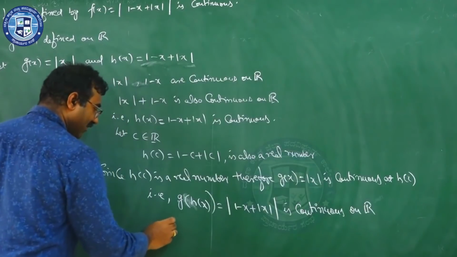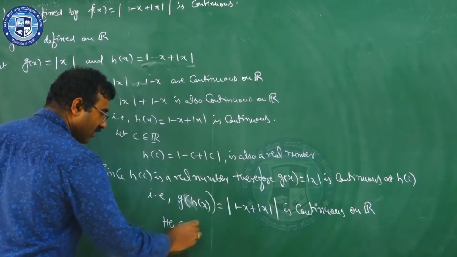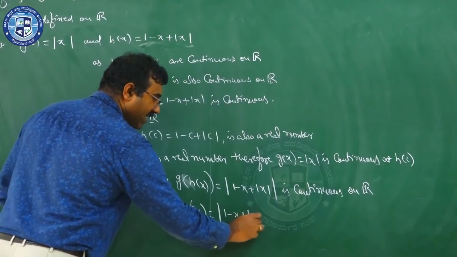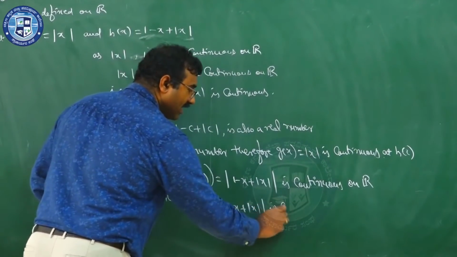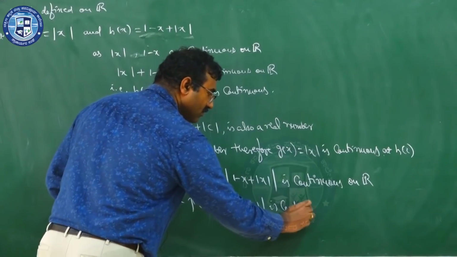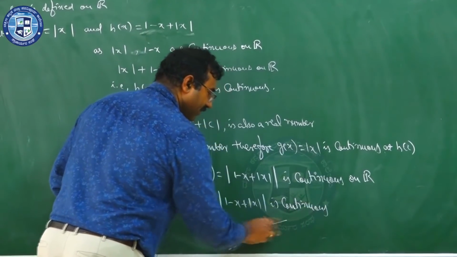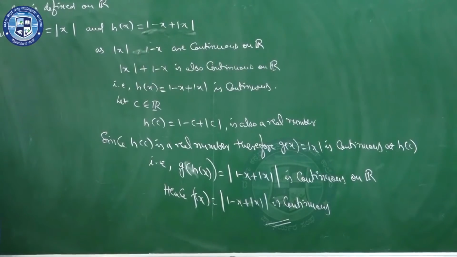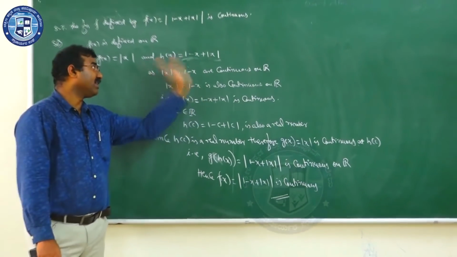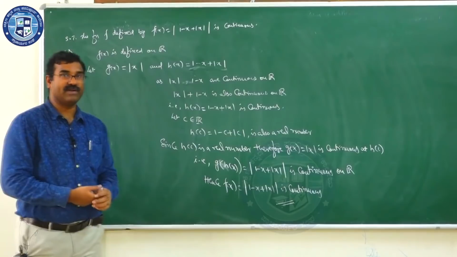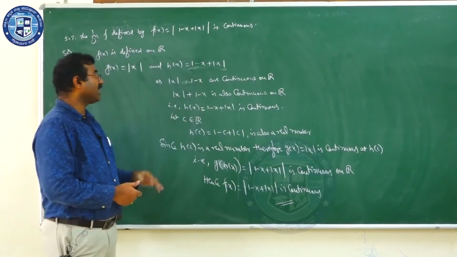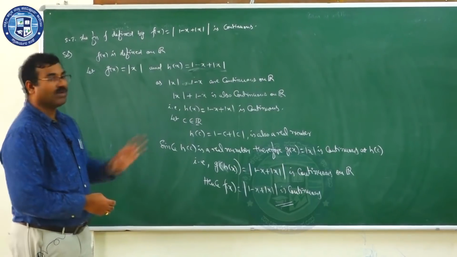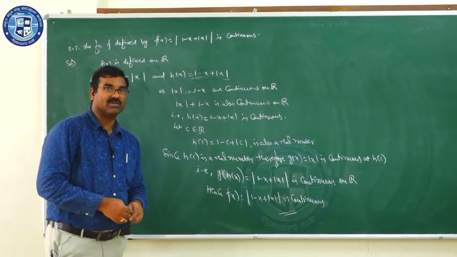Okay, so finally we will write: hence f of x is equal to mod 1 minus x plus mod x is continuous. Like this way we can write it. This is a continuity of composition of functions. Just these two problems, you can work it out in the textbook also. You may have 2 more problems there, you can work those out.